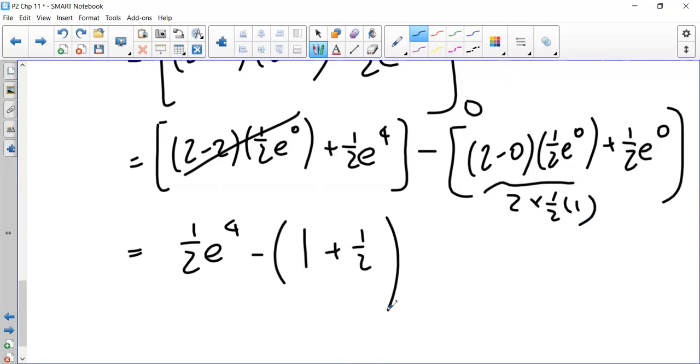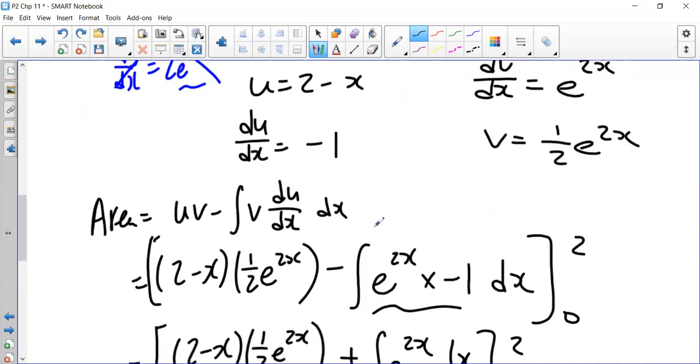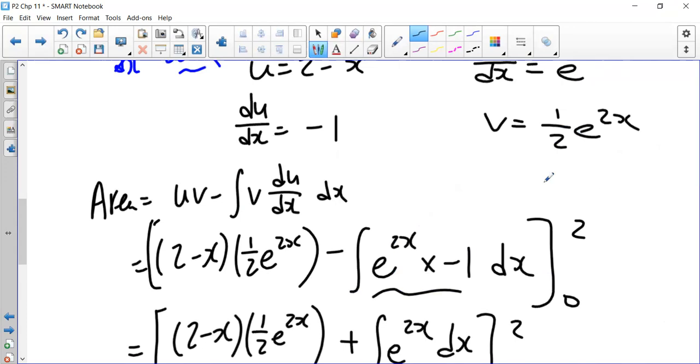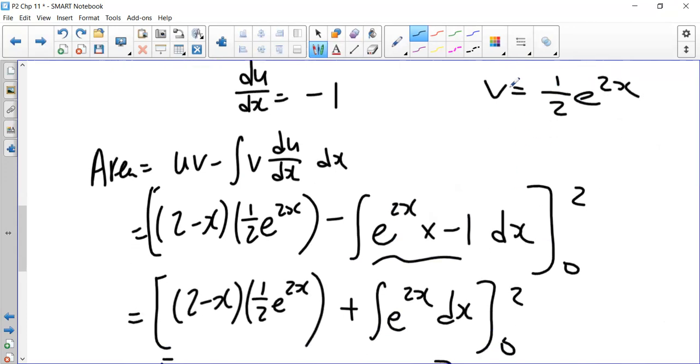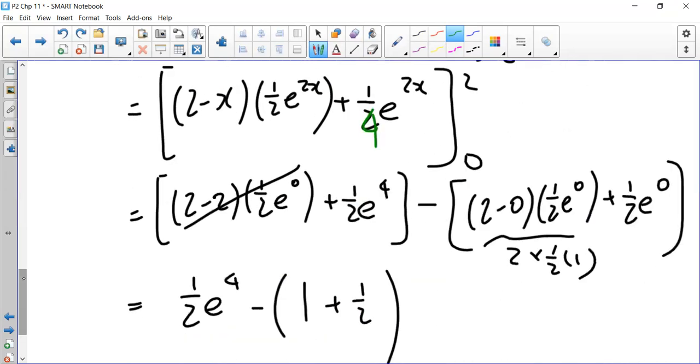Right, one minute. Have I made a mistake somewhere? I feel like I might. Oh, I forgot the half. Sorry, I was checking why my answer was incorrect. My bad, v is a half e to the power of 2x, so I should have put a half in there. I'm going to write in green because I forgot about this. So that half times half will be a quarter. My bad.